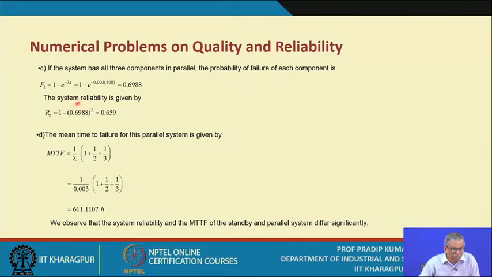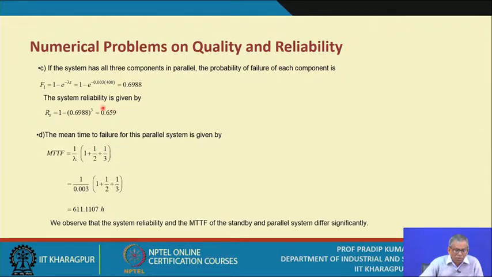So obviously if you have three components, 1 minus 0.6988 cubed, and what we are assuming is that all these three components are not only similar, they are also identical. How do you define identical? With respect to their time to failure distribution as well as the failure rate. Is it okay? So what is the system's reliability? The system's reliability is just 0.659.